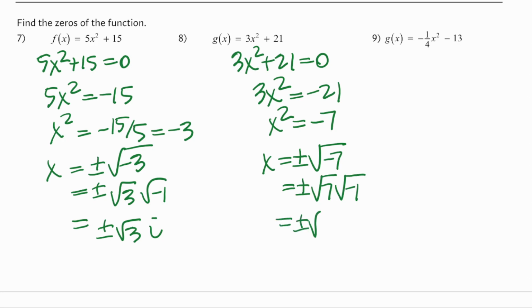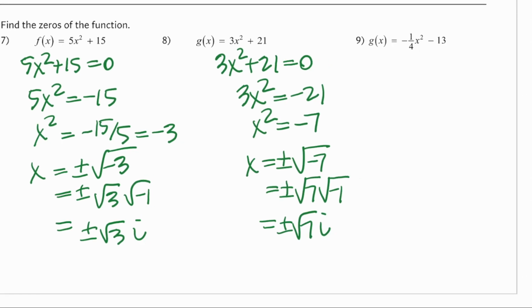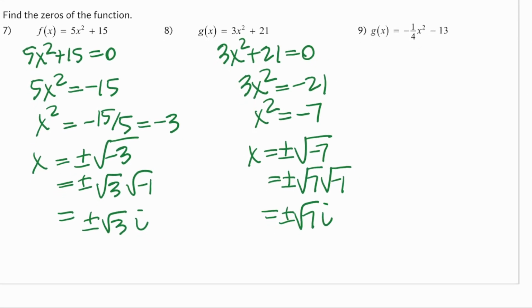So this is plus or minus root 7i. And then the last one, okay, that'll be interesting. So negative 1/4 x squared minus 13 is equal to 0. If I'm trying to find the zeros of the function, say g of x equals 0.